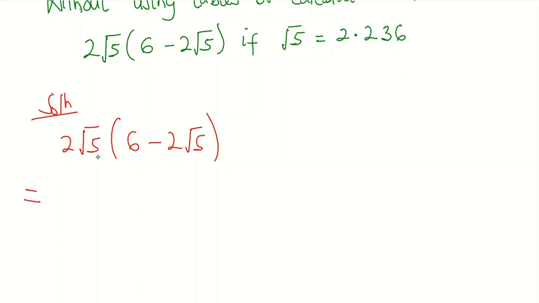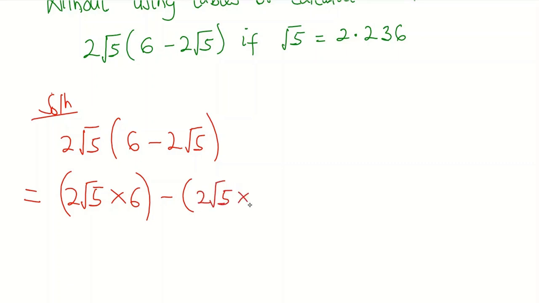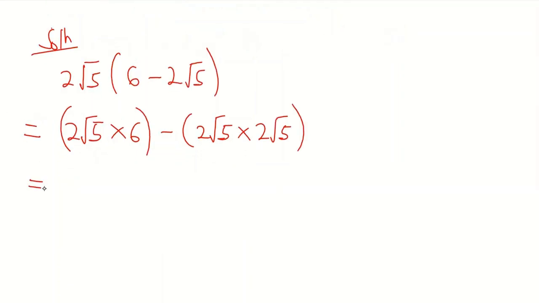So 2√5 multiplies 6, and the same 2√5 is going to multiply 2√5 here. So that is 2√5 multiplied by 2√5. Now at this point we have 6 multiplied by 2√5. We are going to get 12√5.